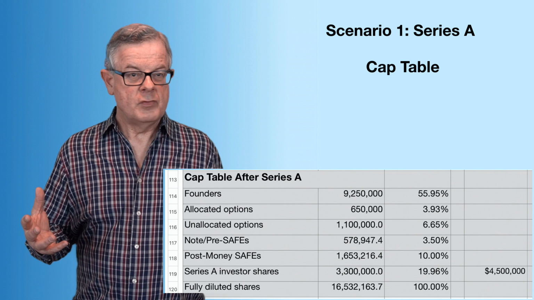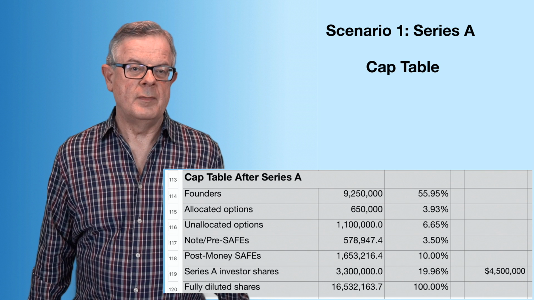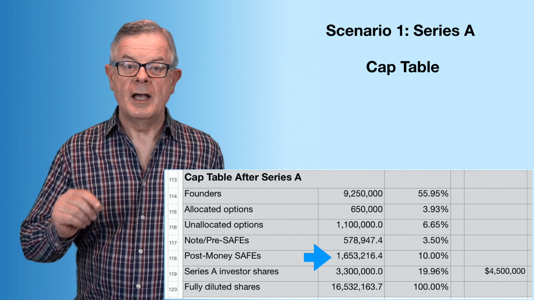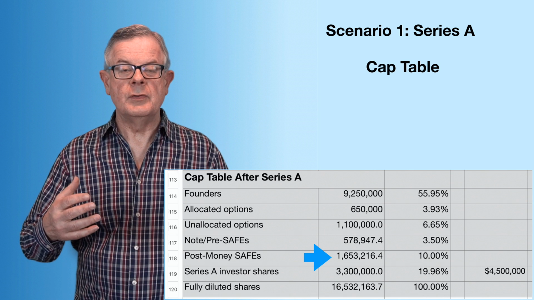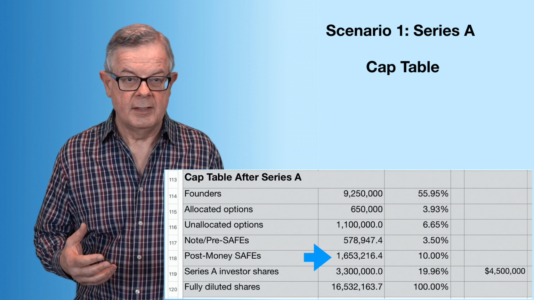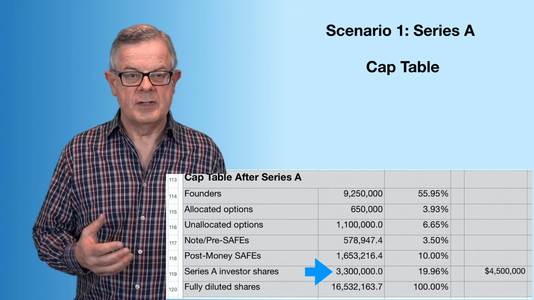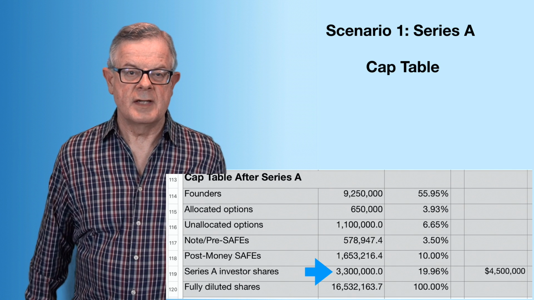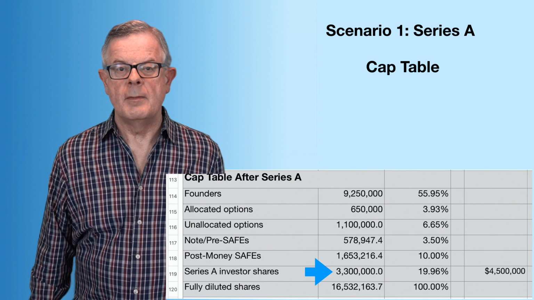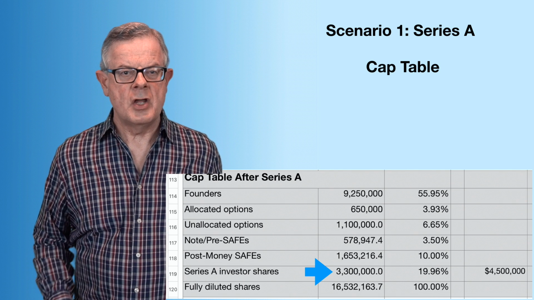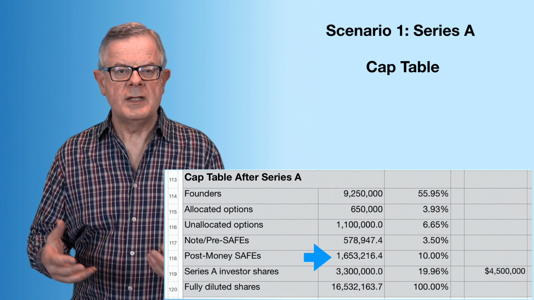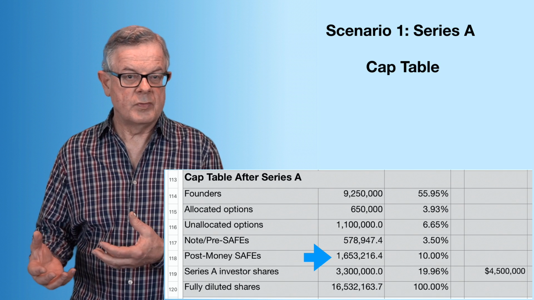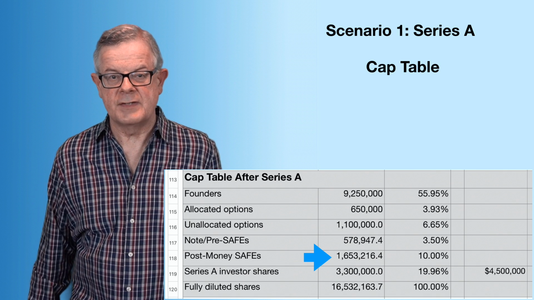The first few numbers are the same as from the SAFE round, and we get down now to the post-money SAFE being a bigger number because now it includes their pro rata share. And then you've got the Series A investor shares at 3.3 million, for a total capitalization of just over 16.5 million shares. Now, one thing to note, you'll see that the post-money SAFEs actually are at 10% ownership, 10% of the round at the end of the Series A.